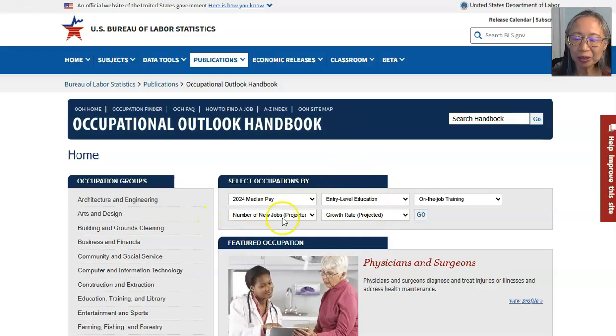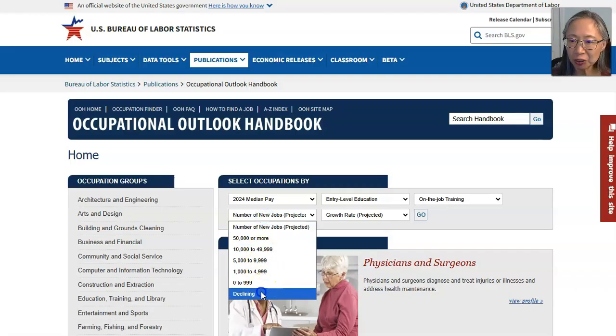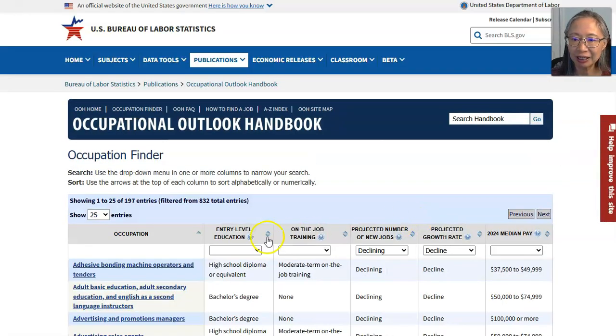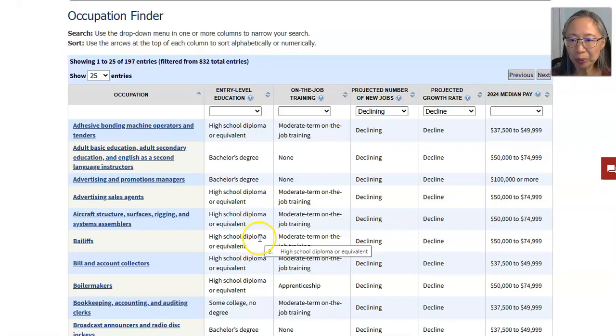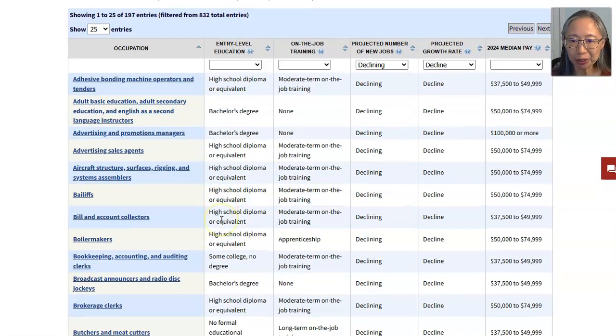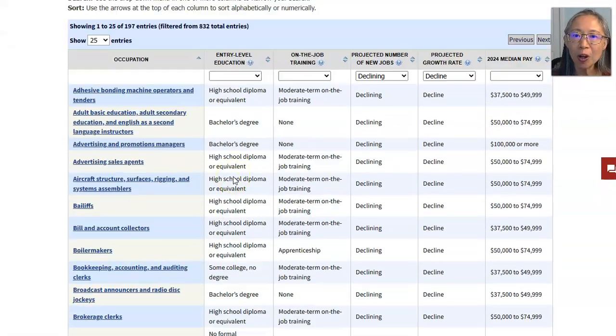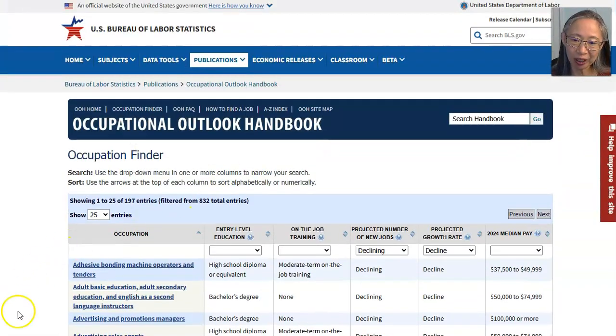Another way that you may want to rule out career opportunities is that you may not want to join a career that is declining. So back to the home page, you can choose declining in terms of number of new jobs and also declining in terms of growth rate. So you may want to take a second look at this type of job. So even if you have a strong interest in some of these jobs, such as being a butcher, for example, you may want to take a second look.